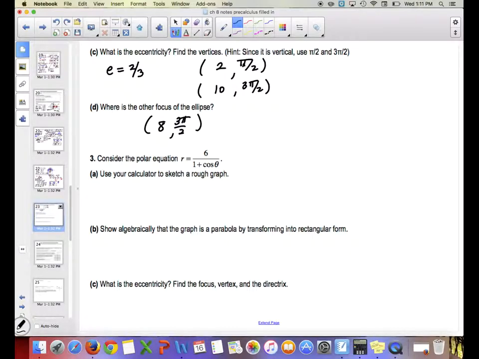Okay, we're going to do one more. Guess what shape this is going to be? No. It's going to be a parabola. We've done an ellipse and a hyperbola. This is going to be a parabola. All right, so consider the polar equation. So we're going to go ahead and have our theta and our r.